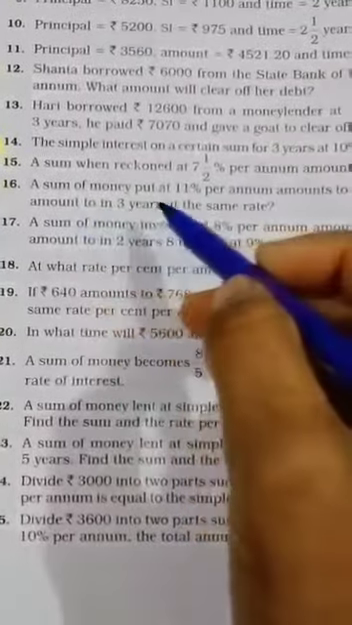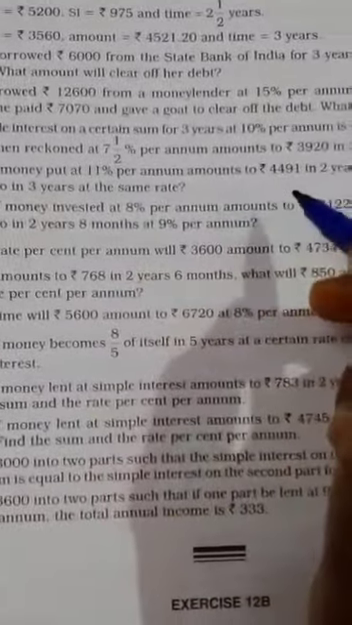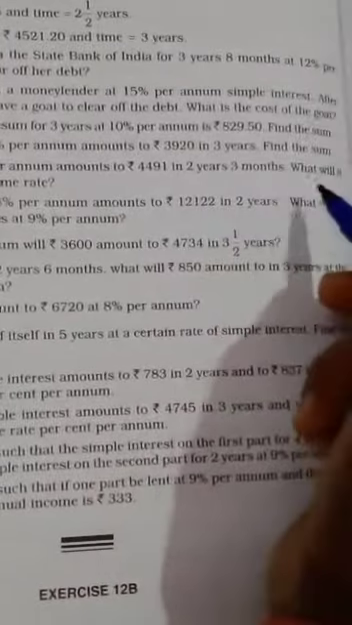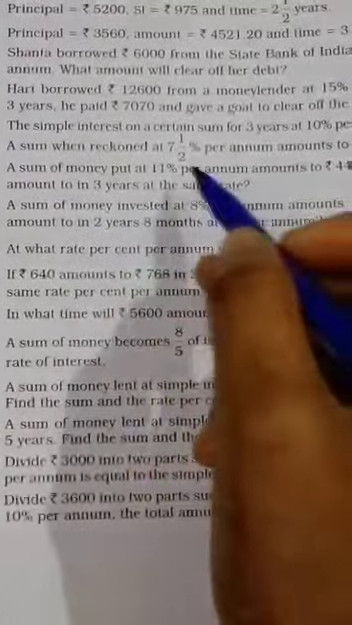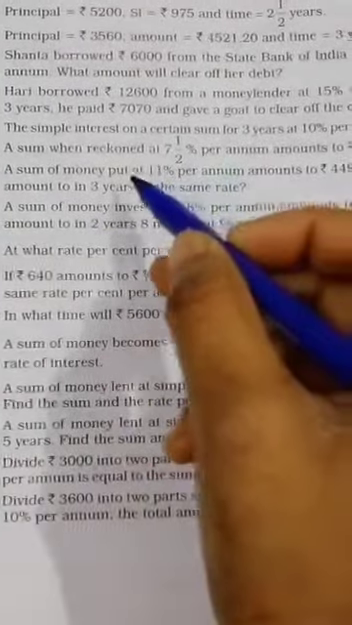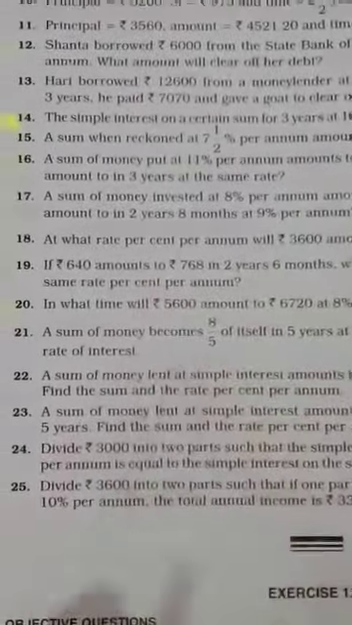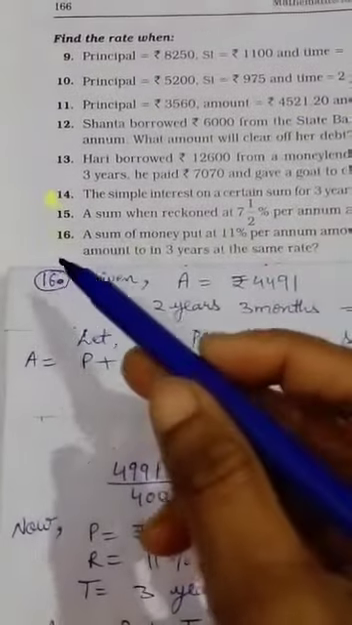A sum of money put at 11% per annum amounts to rupees 4,491 in 2 years 3 months. What will it amount to in 3 years at the same rate? At the same rate in 3 years, what will your amount be? Let's see how we have to do it. Solution of the question 16.